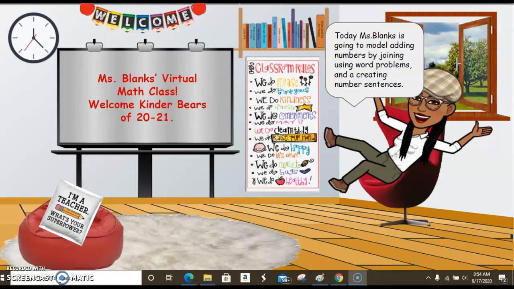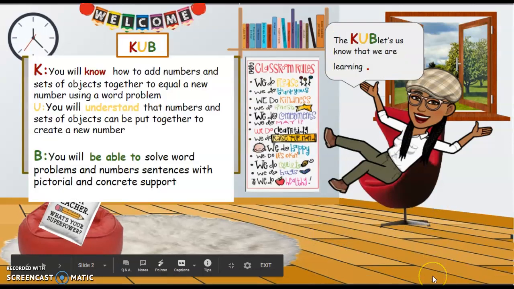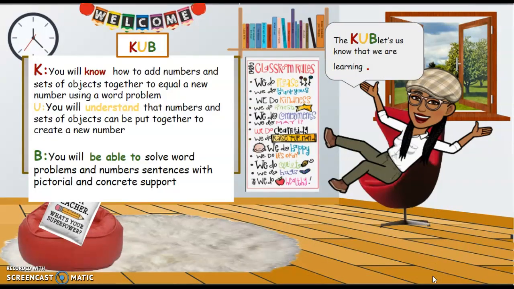Today Ms. Blanks is going to model adding numbers by joining, using word problems and creating number sentences. Cub, you will know how to add numbers and sets of objects together to equal a new number using a word problem. You will understand that numbers and sets of objects can be put together to create a new number. You will be able to solve word problems and number sentences with pictorial and concrete support.